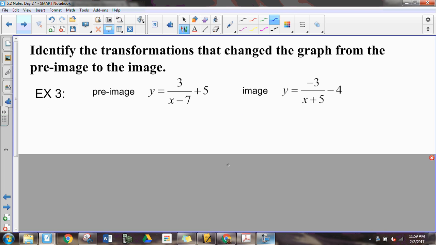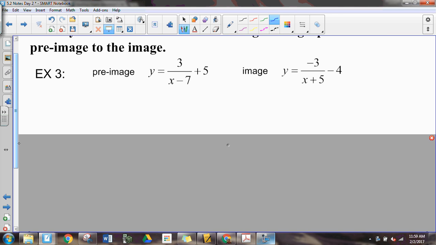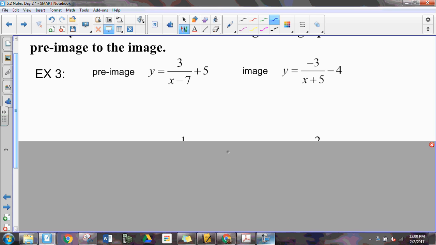Now we're going to do the transformations from the graph pre-image to the image, but just looking at the equation. So it helps if you draw yourself a little bit of a picture. And what's really important is just where did the asymptotes move. That's going to tell you your right or left, up or down. Okay. The other two things that we have talked about in the past is we have reflections and we have vertical stretch or shrink. So we tell that by looking at our A value. So remember our A value is this number that's on top.